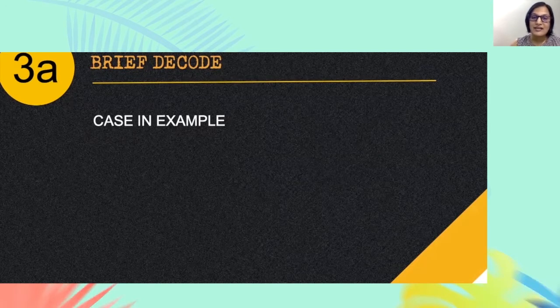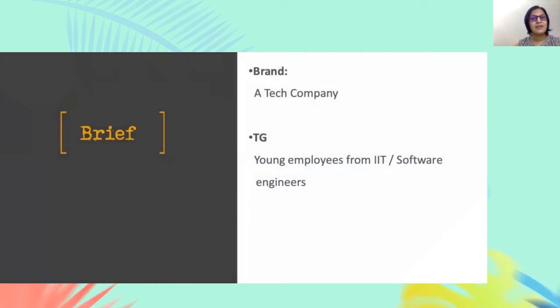Now let us understand this with a case study. First I'm going to tell you what a typical brief is. So we had a client. It is a technological company. They are into software coding. We cannot reveal the name, unfortunately, but that is not important at the moment. What is important is to understand what they wanted to do.